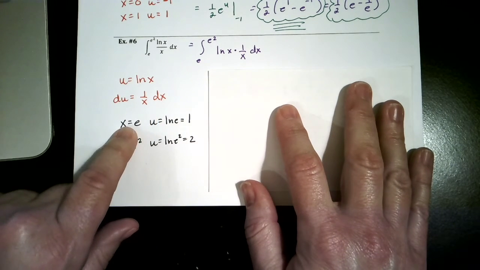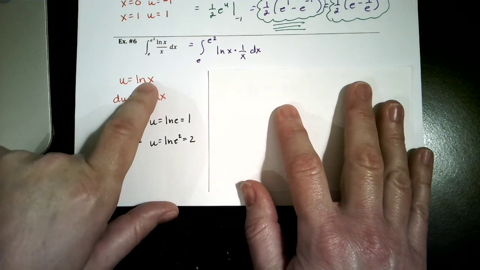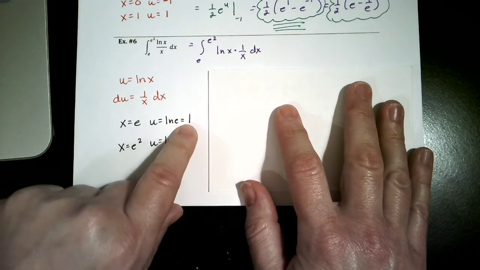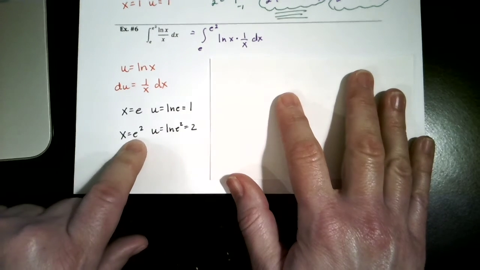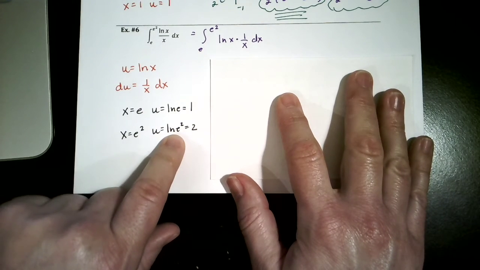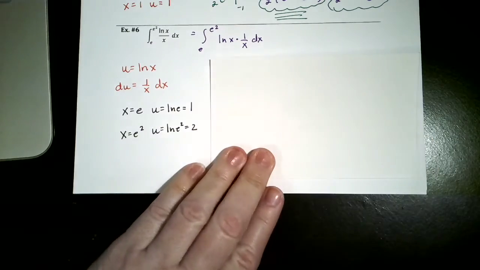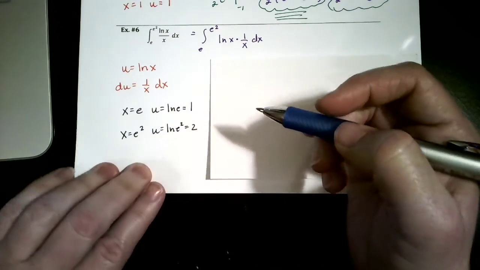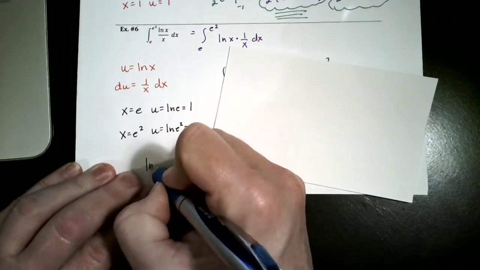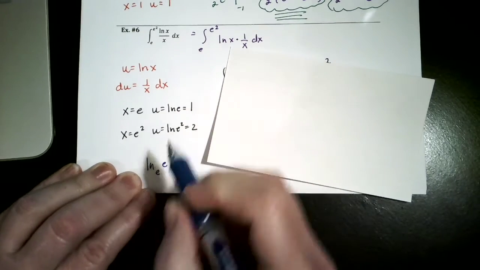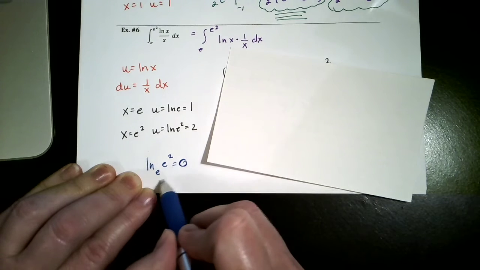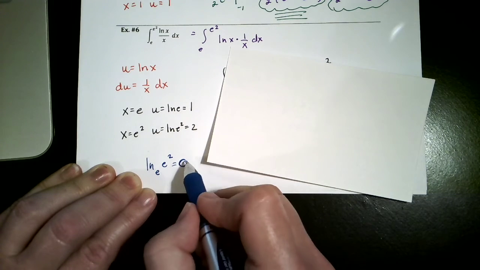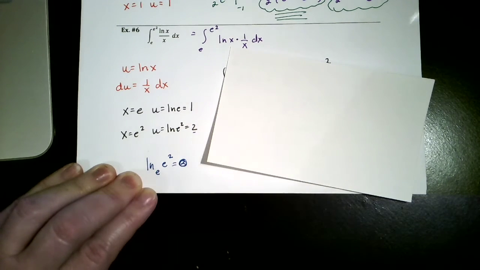When x equals e, if I plug e in there, the natural log of e is just 1, something you should remember from pre-calculus. And if I plug e squared in there, the natural log of e squared is 2. And if you don't really remember why that is, remember that a natural log is automatically base e. So you're asking yourself, what can I raise e to get e squared? And the answer is 2. So that's why this is equal to 2.